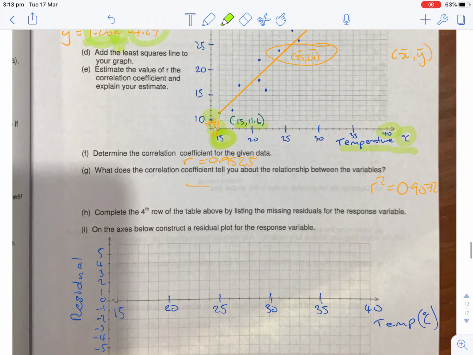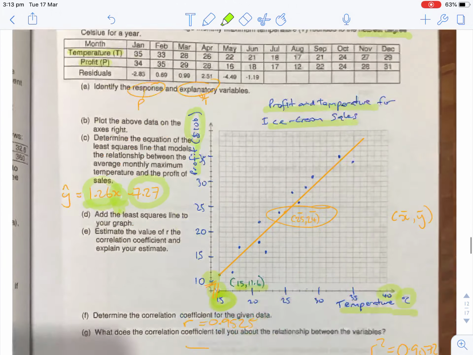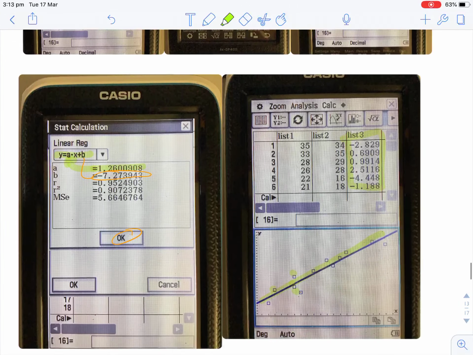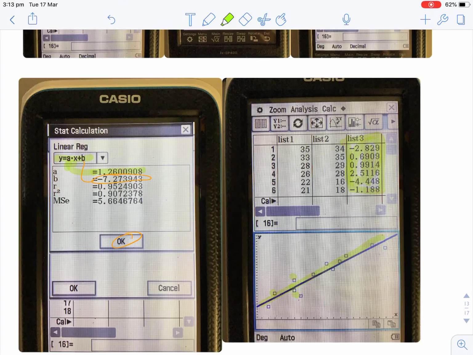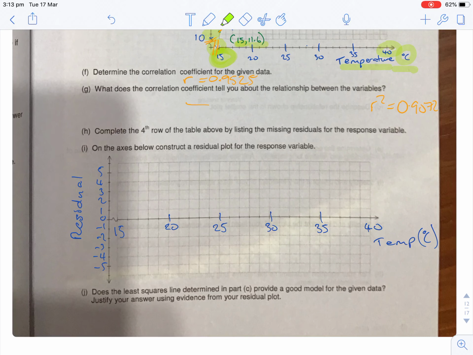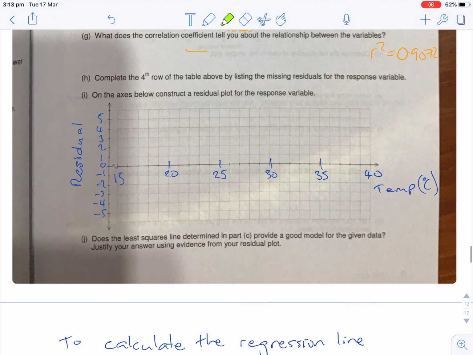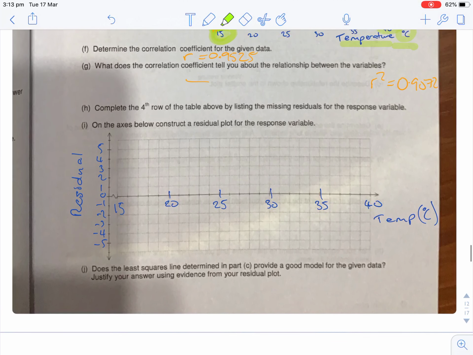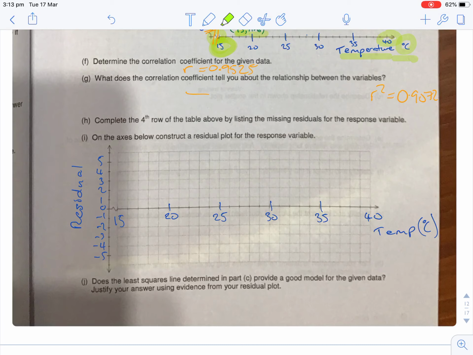Okay, complete the fourth row of the data. So if you put in your ClassPad and ask for the residuals, you'll be able to complete the table just by giving the information from that list 3 here. And I'm running out of time, unfortunately. And then we're going to plot it onto this residual plot. And so literally you're going to get each of those residuals and plot them on here. I'm unfortunately out of time, so I'm going to have to put this in a second.